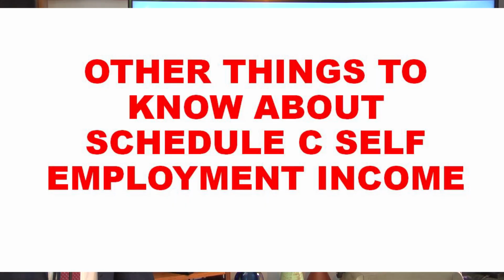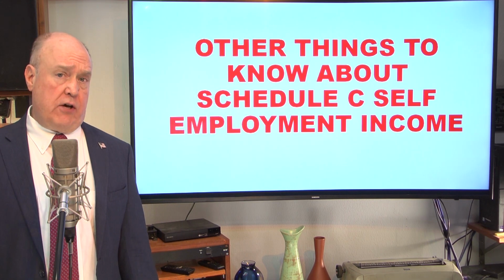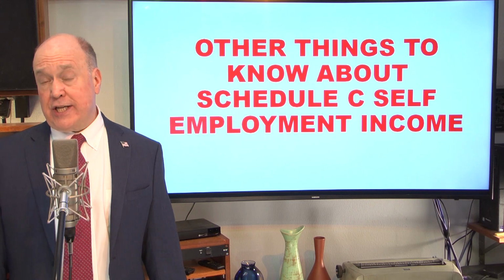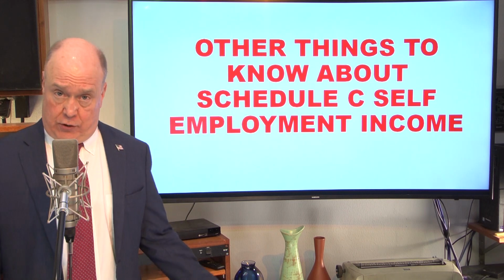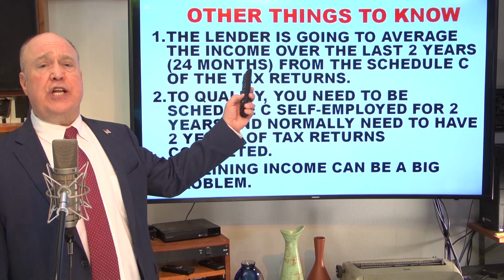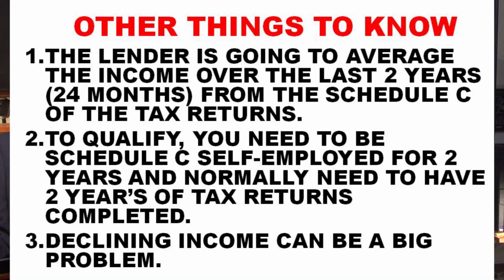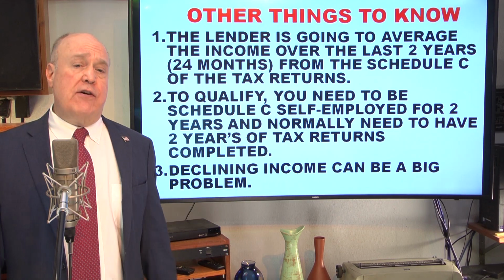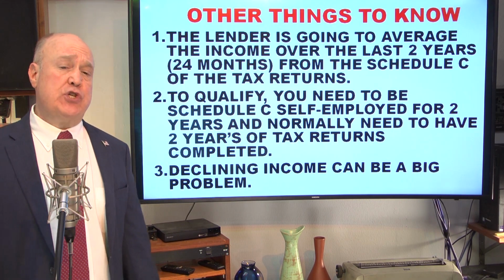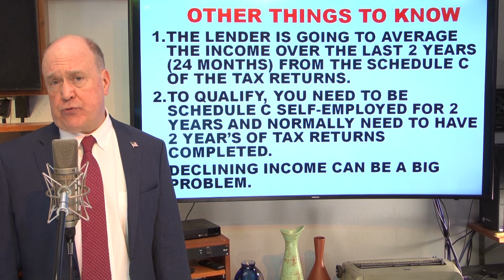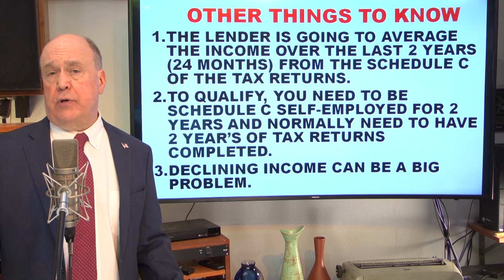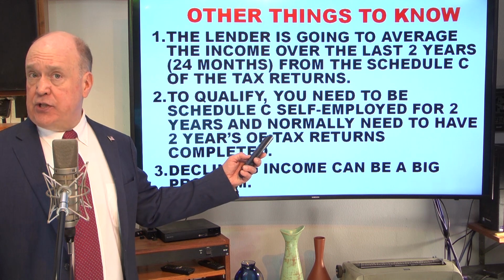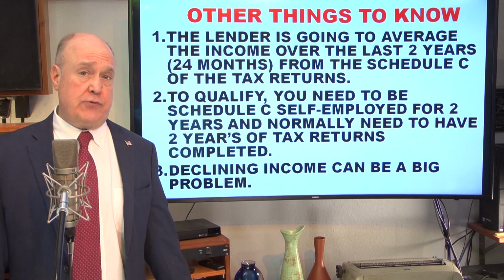And finally, I think there are a few other things that you need to know about Schedule C self-employment income and how a mortgage lender is most likely going to count it. The lender is going to average the income that they come up with over the last 2 years, 24 months. You need to be self-employed, Schedule C, for 2 years. And normally you need to have 2 years of completed tax returns to give to the mortgage lender.